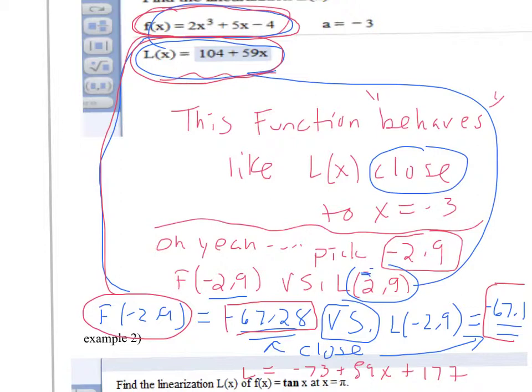That's going to get discussed later in chapter 10. But it makes sense that if you go far away from -3, then this is no longer a good model. It would be a crude model.